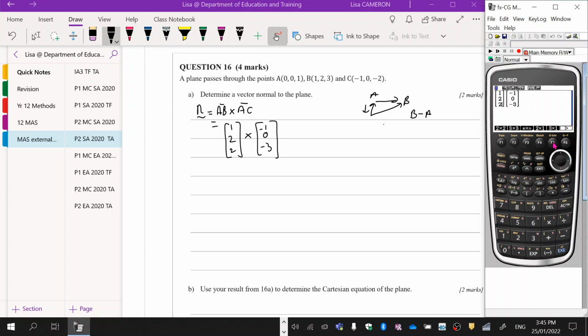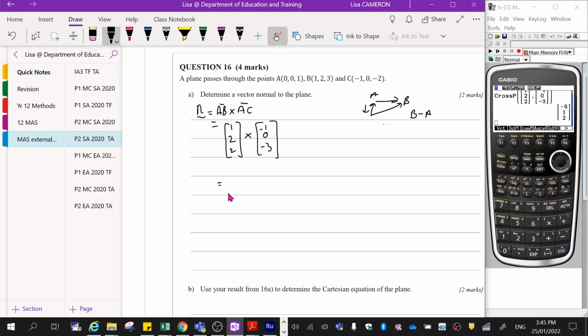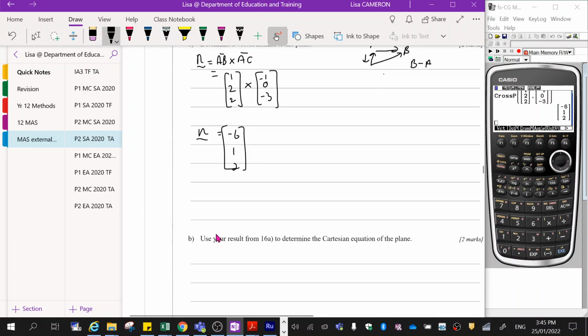Okay, so now we're going to go to the options section of our calculator. Press the matrix in there. Go across until we get to the vector section, and then we want vector cross product. Now I'm going to separate these two with a comma, and press execute. So there we go. We get that the normal vector here is equal to negative 6, 1, 2. Okay, so that's the normal vector.